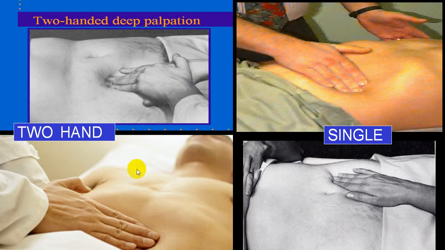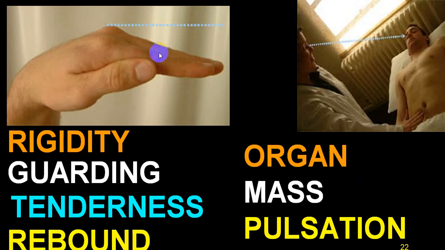This is the two hand method. You can see that the person is using his second hand. This is the pushing hand, this is the palpating hand. This is the single hand method. The same hand pushes and palpates. So that is the single hand method. This is the movement at the metacarpophalangeal joint during deep palpation. And whenever you are doing that, you are looking at the facial expression.